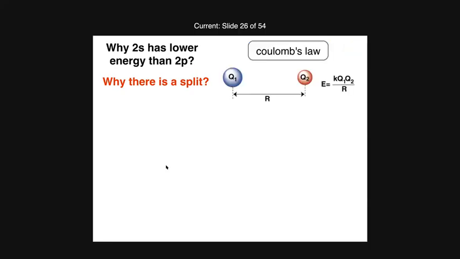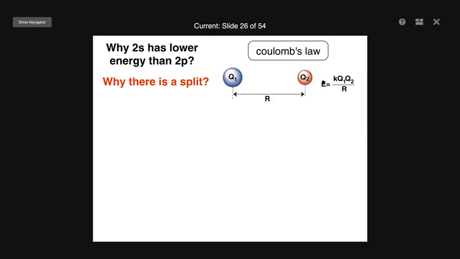The fundamental force you will need to understand is Coulomb's law. Coulomb's law describes the electrostatic force between two charged particles. Q1 represents charged particle 1, and Q2 represents charged particle 2. They interact with each other at a certain distance, and the interaction can be described as E, which is the energy.